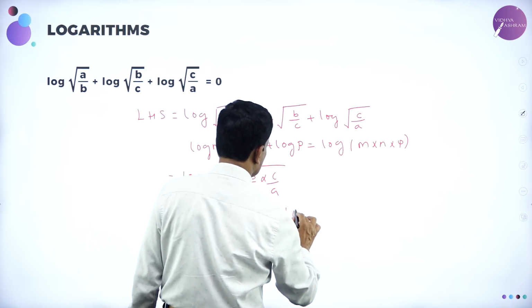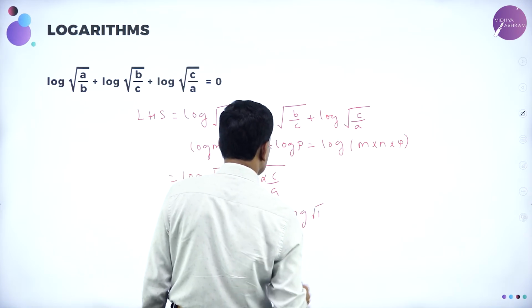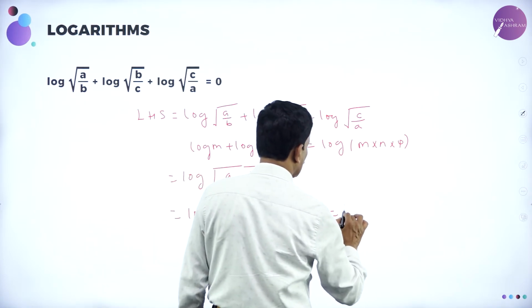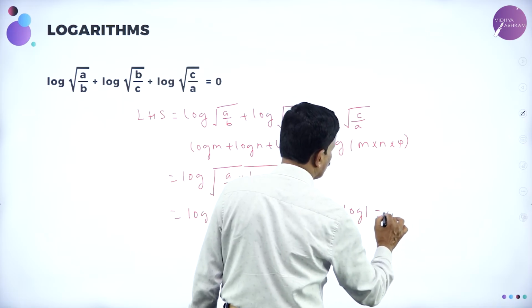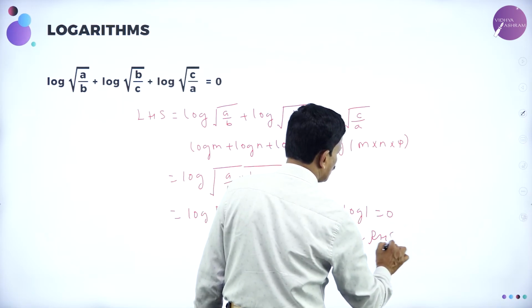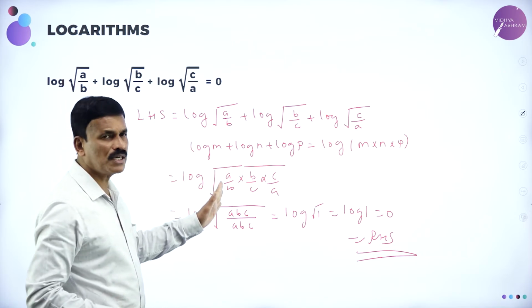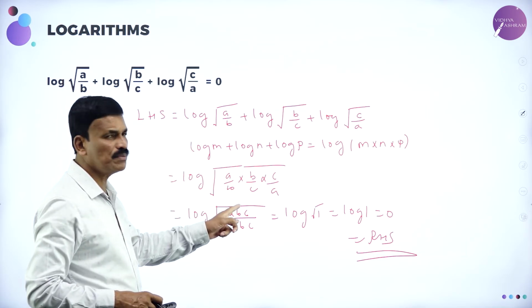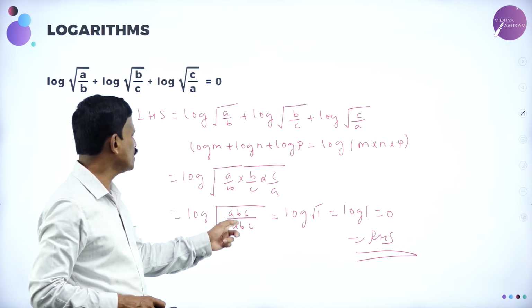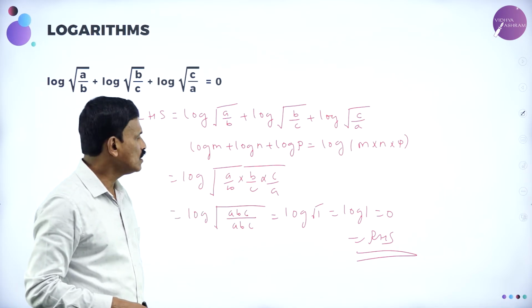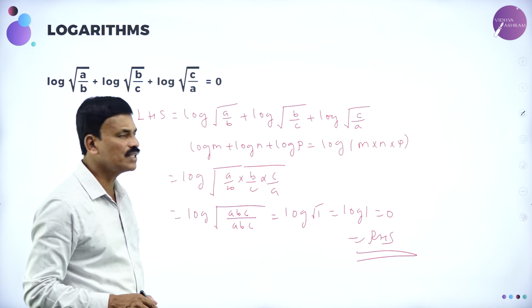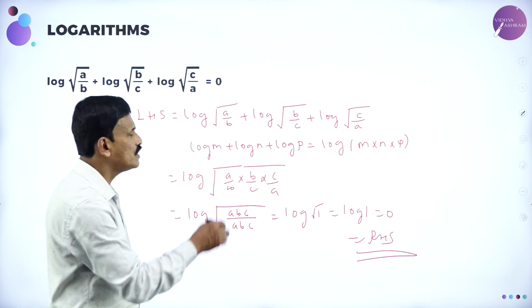So, this is equal to logarithm of root of ABC by ABC, which is 1. Logarithm of root 1 is logarithm of 1, which is 0, which is the required RHS. That's it. Very simple problem. Just multiply this. A by B into B by C into C by A is ABC by ABC. That's equal to 1. Root of 1, logarithm of 1 is 0, which is the required answer. That's it. Let us come to the next problem.